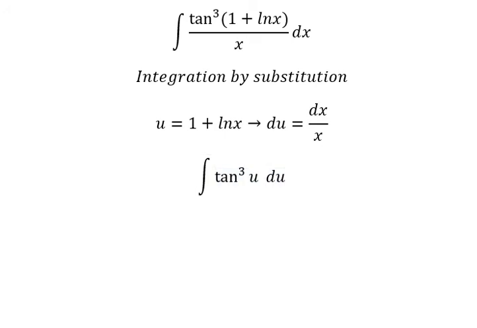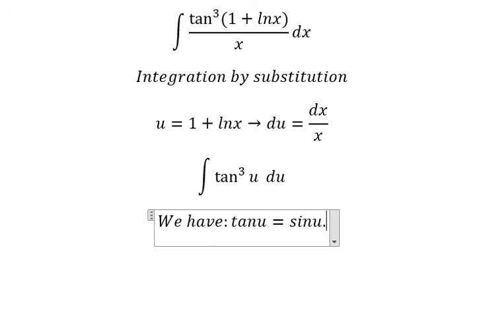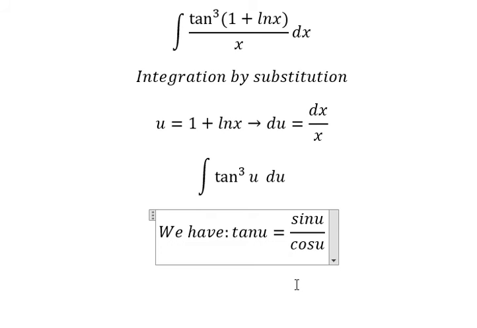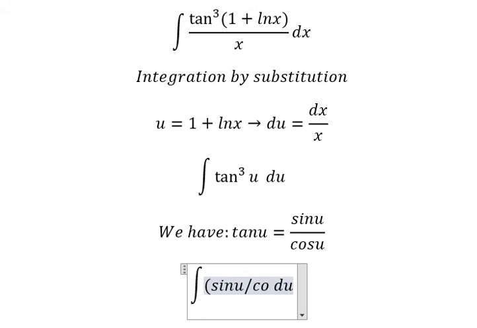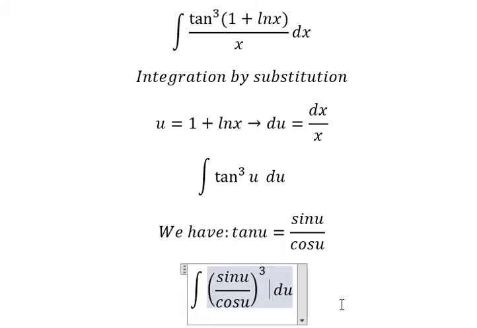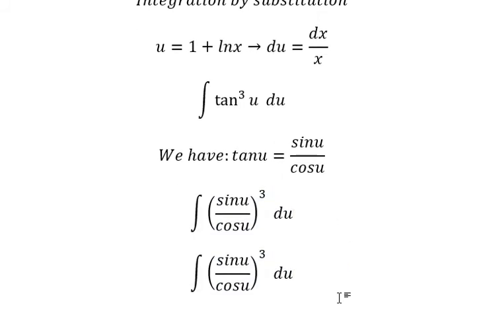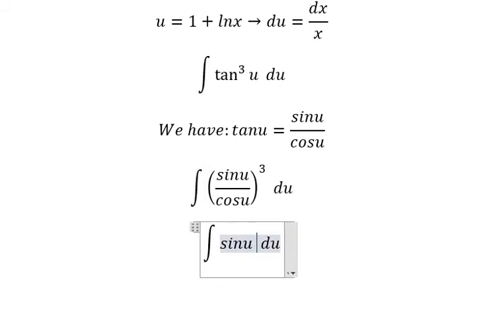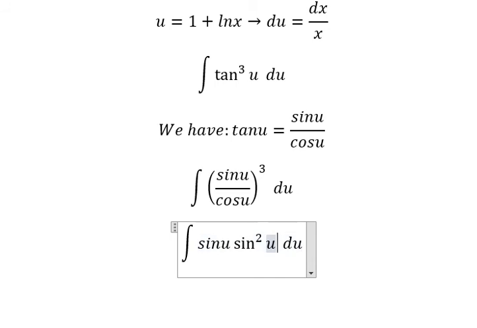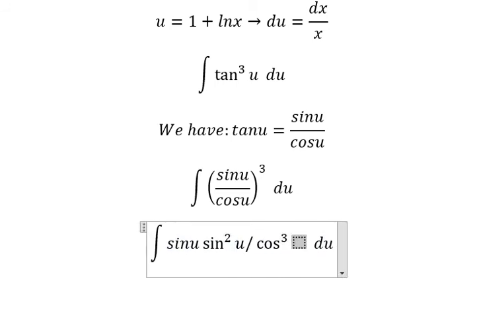Next, we have the formula in here. tan u we change to sin u over cosine u. So I will put this one here. For sin u to the power of 3, we can change it into sin u and sin u squared over cosine u to the power of 3.